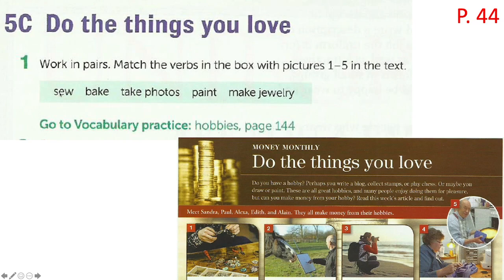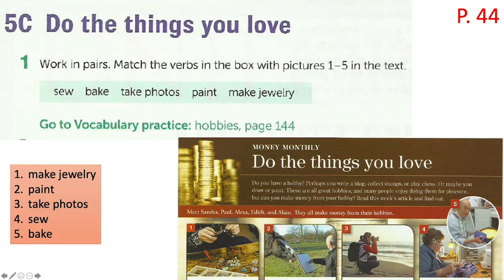The first is sew, sew, bake, take photos, paint, and make jewelry. Make jewelry, jewelry. What is jewelry? Jewelry is like necklaces, earrings, rings, bracelets. Those are jewelry. So now we need to match each word with the corresponding picture. The first one would be number 1, make jewelry. As you can see, this person is making some bracelets, some necklaces.